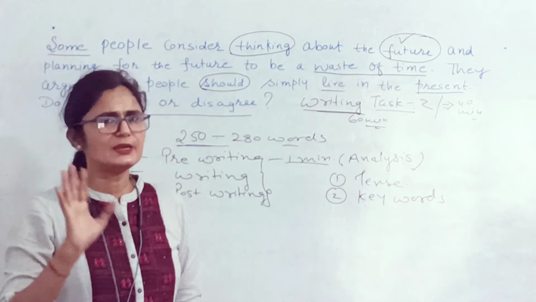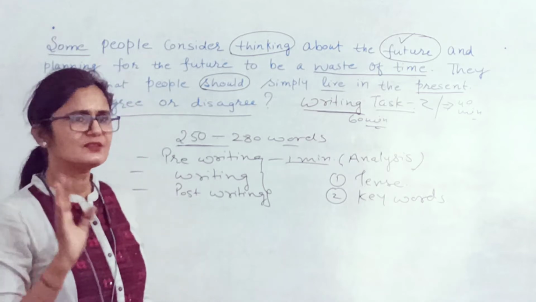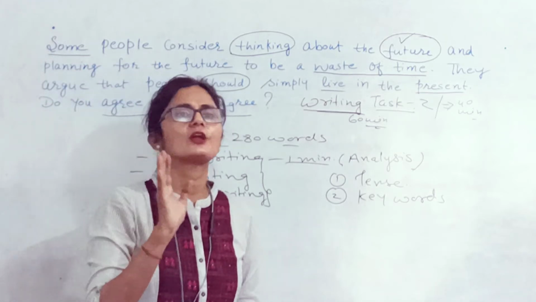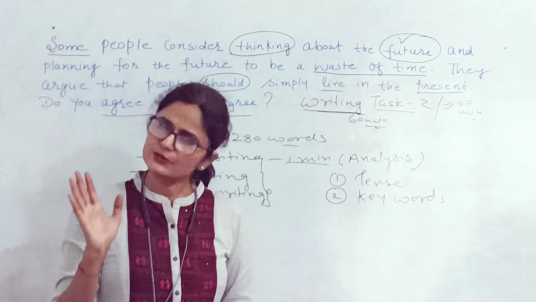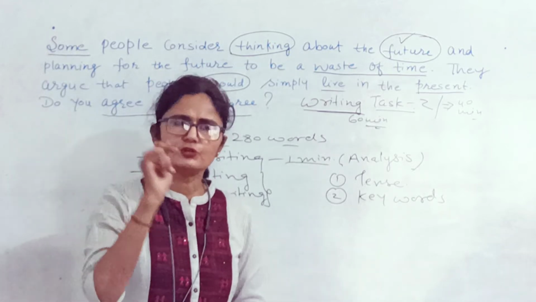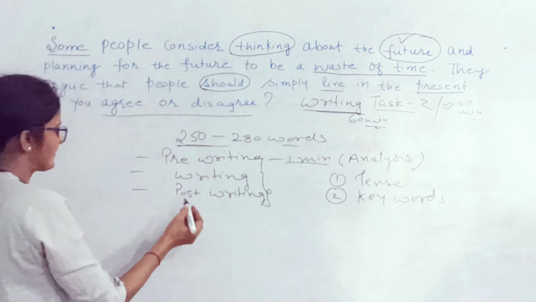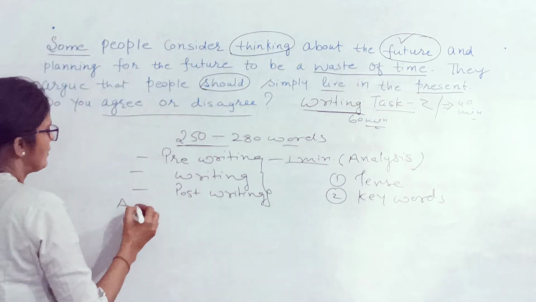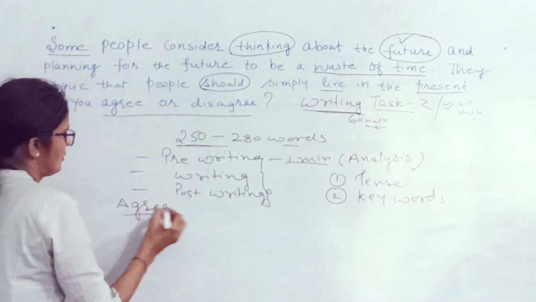Now listen to me, partially we can go, but my suggestion is please go single side. That will give you the points, but how to go partially? Before that, make the points please. For example, see, let me write down agree.